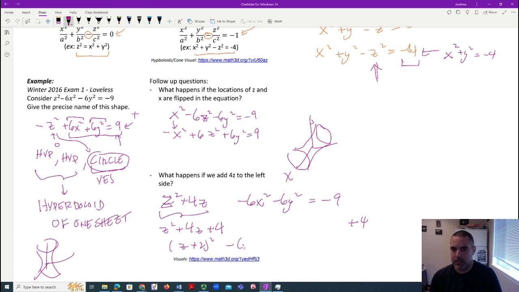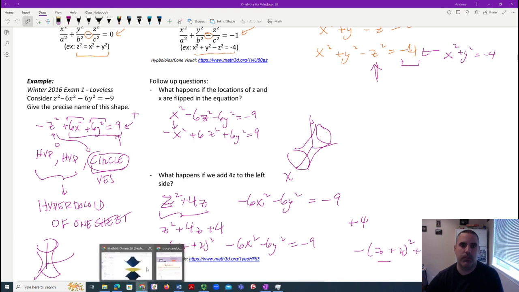You're not going to do a lot of this. We're just kind of making you aware that, hey, this is the same name. And then you can multiply everything by -1. It's still a hyperboloid of one sheet, but it shifted. It's shifted down 2. So here's a quick visual of those.